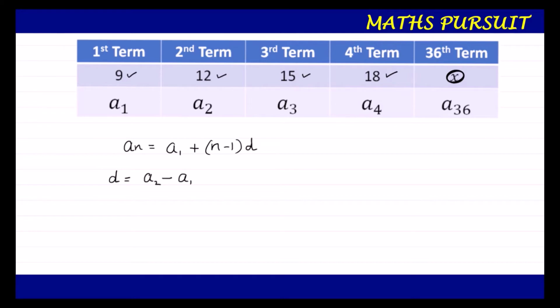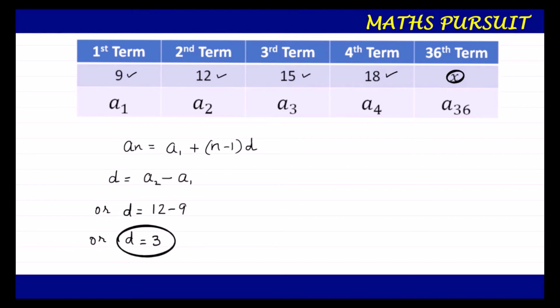But the thing is that it needs to be subtracted in the right order. So I am considering a2 minus a1, or I can write d is equal to 12 minus 9, or d is equal to 3. So guys, we got the value of d as 3.